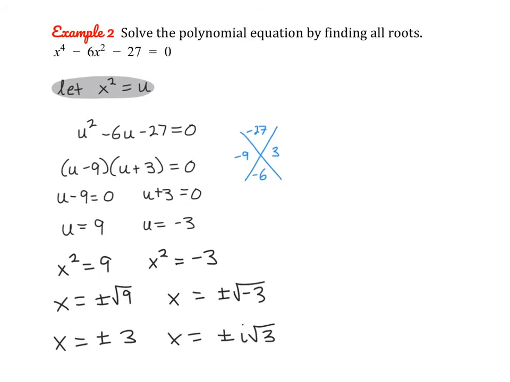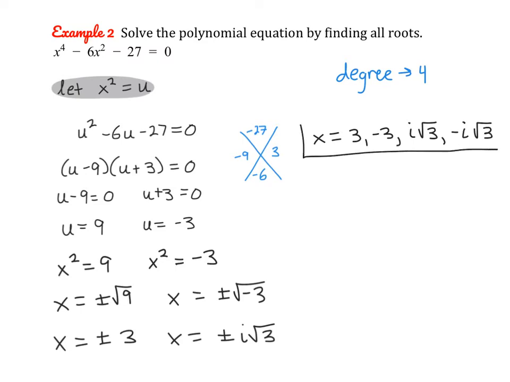So looking back at our original equation, we can see that the degree of that polynomial is 4. So we should have 4 answers, which we do. So we have positive 3, negative 3, positive i root 3, and negative i root 3. So here we have 2 real solutions and 2 complex solutions.